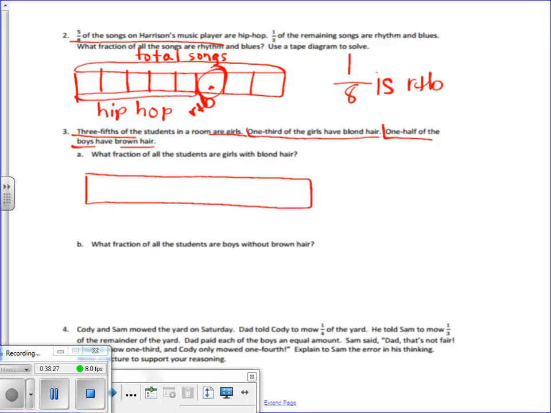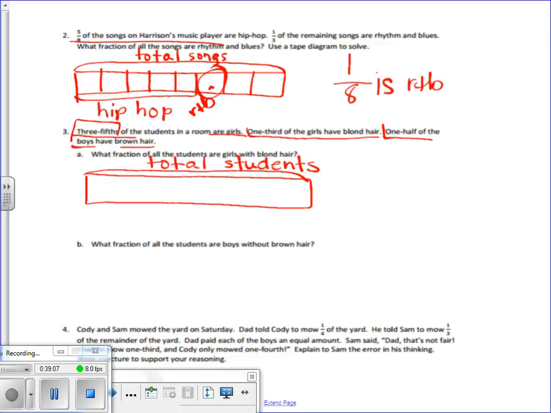Right here, anytime we're doing a tape diagram, the thing on the top is our total students. Our total students. How many sections do you think we're going to have? 5. Why do you think 5 and not thirds or halves? Because it's the first thing on there. The first thing on there.